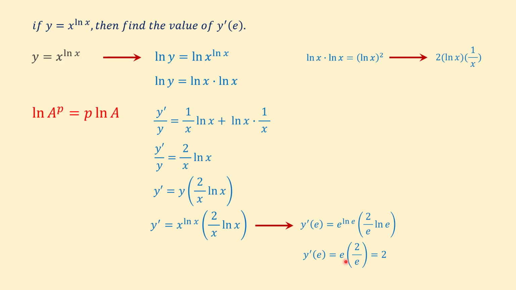So we have e times 2 over e. e from the denominator and e from the numerator can be cancelled, and our answer will be 2. So the derivative of this function at point e equals 2.